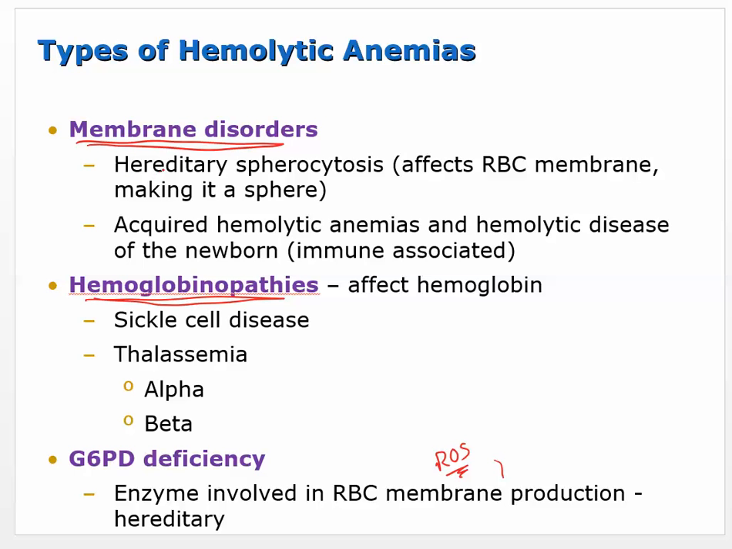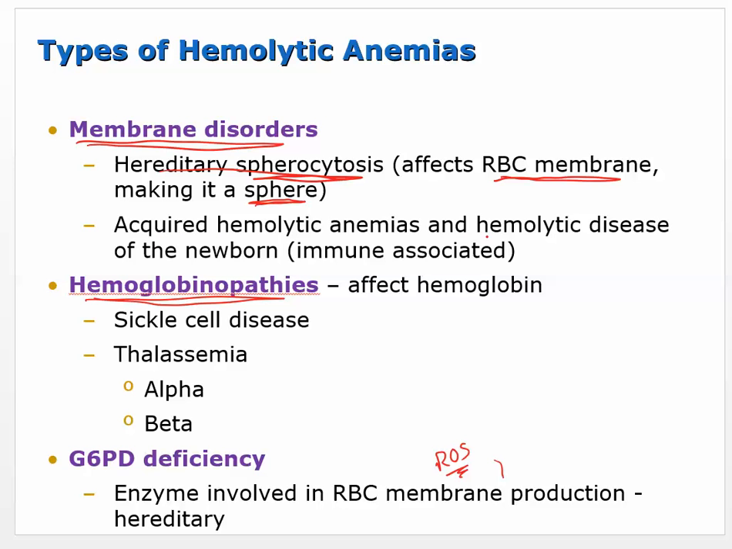Membrane disorders, hereditary spherocytosis. Spherocytosis makes the red blood cell a sphere. Well, a sphere is not the ideal shape for a red blood cell. It's going to be less flexible and it's going to be more prone to breakage. So this is a defect in a gene that affects the membrane, how the membrane is put together. We know what it is, and it kind of makes sense. But it turns it into a sphere, which is less flexible.